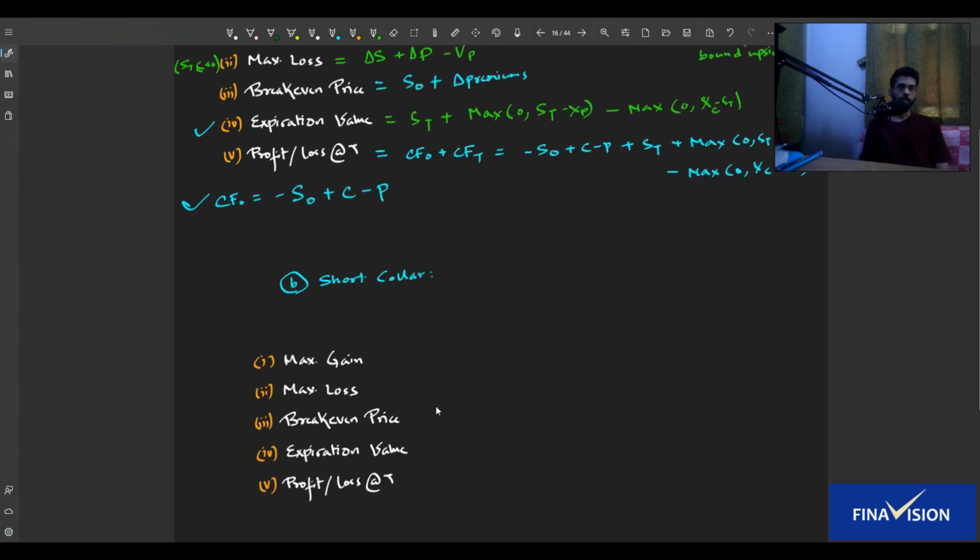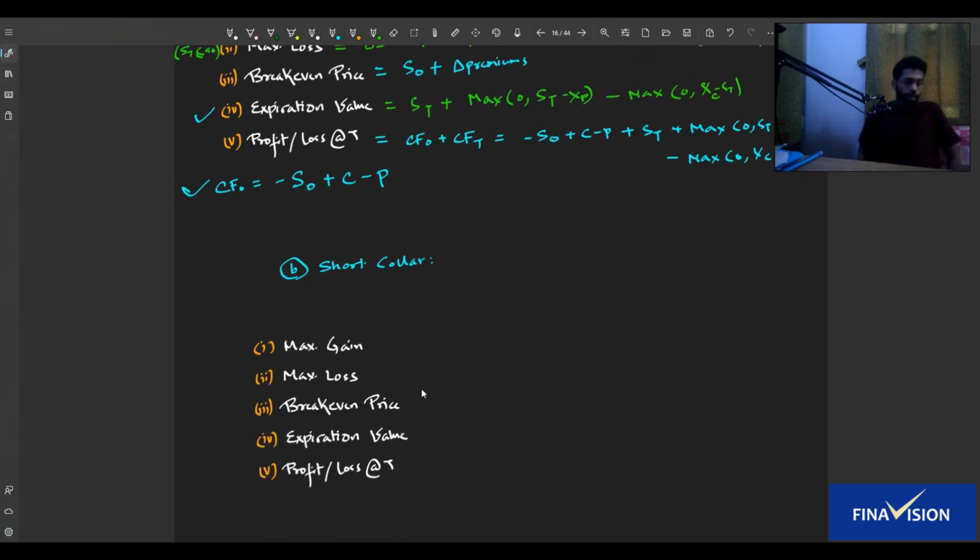Friends, it is very difficult to remember the max loss, max gain, break even, expiration value, profit and loss of every position. So it is better that you know what are the fundamental reasons one is getting into those positions.